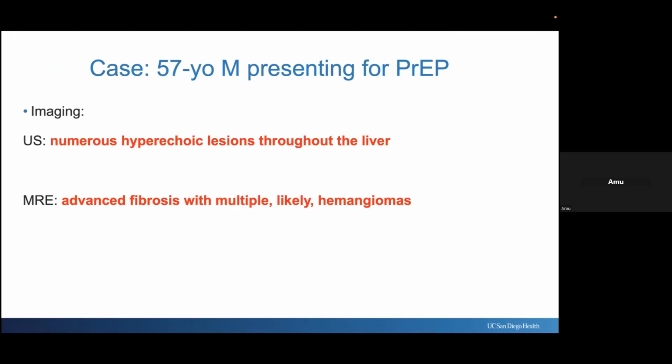Transient elastography in clinic showed evidence of advanced fibrosis. An ultrasound of the abdomen showed numerous hyperechoic lesions throughout his liver. An MR elastography showed evidence of advanced fibrosis and a cirrhotic appearing liver without evidence of portal hypertension. No evidence of iron overload or steatosis, and hemangiomas were likely the lesions of the liver seen on the ultrasound.